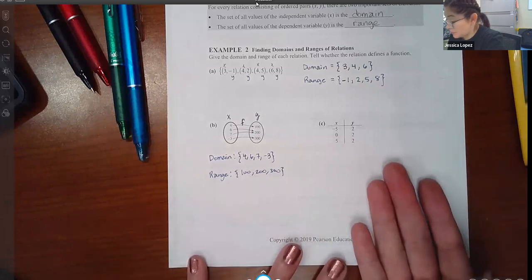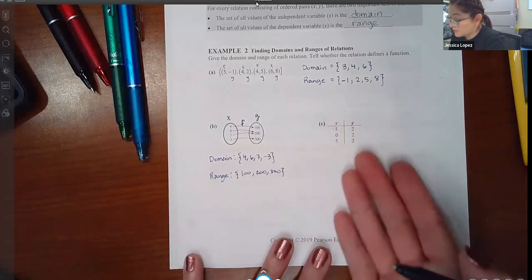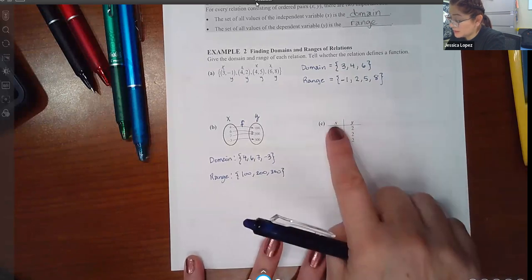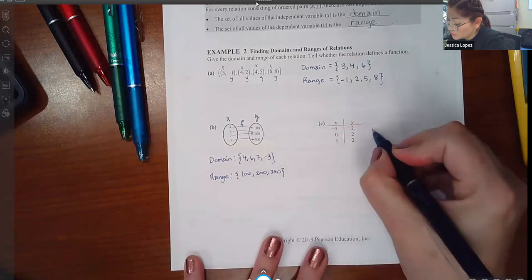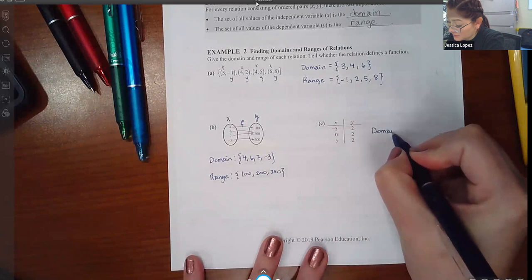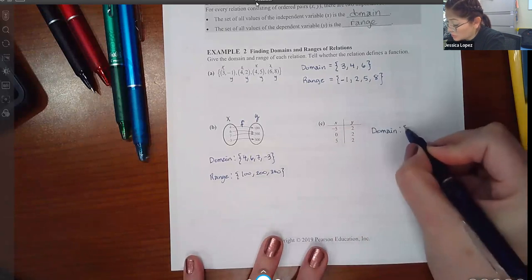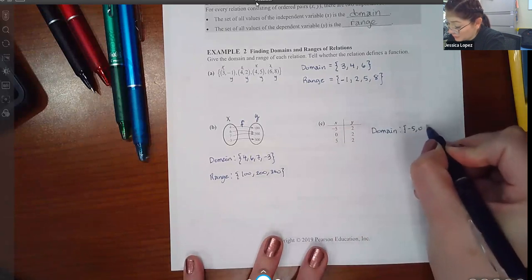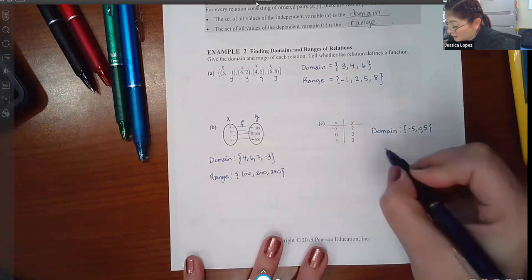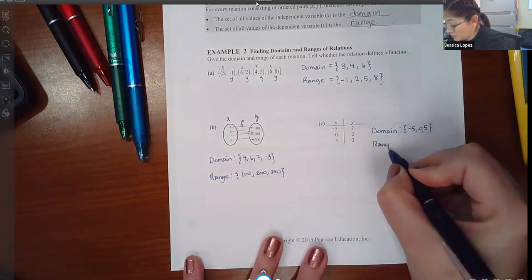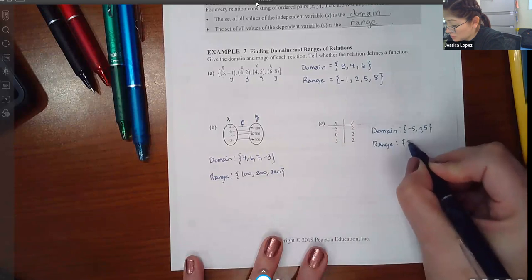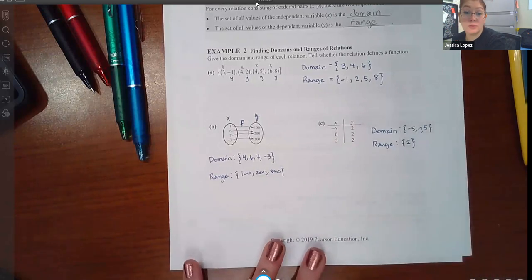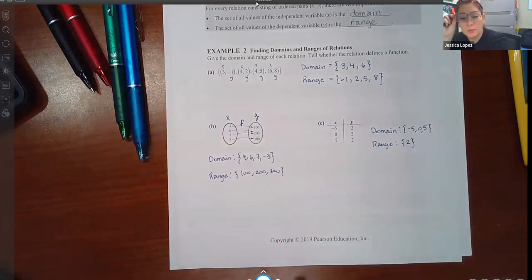Similarly for letter C, here they're given to us in a table, but it's clearly labeled X's and Y's. So remember, domain is the set of the X values, which happen to be -5, 0, and 5. And range is the set of Y values, which happens to be just 2. I don't have to write it out 3 times, okay? You only need to write it out once.